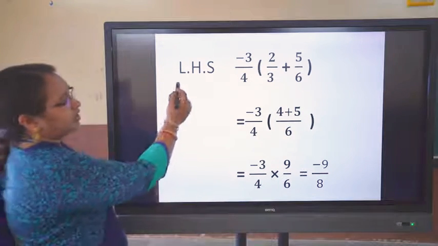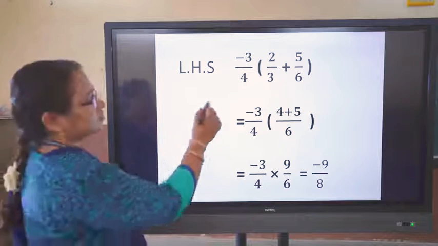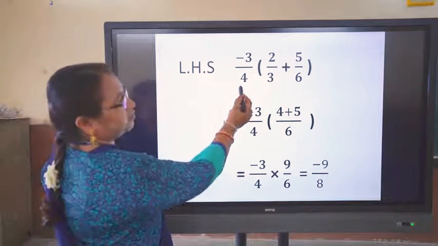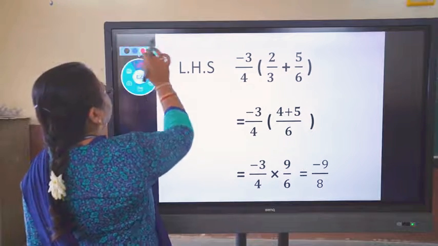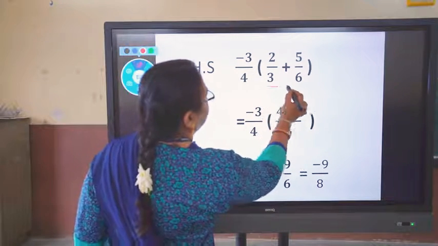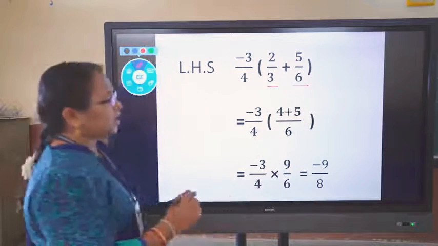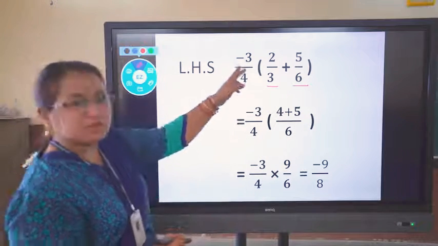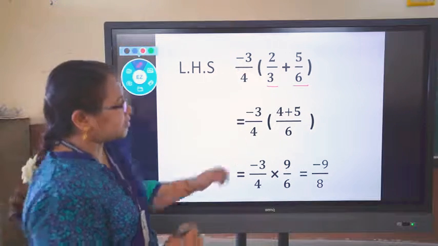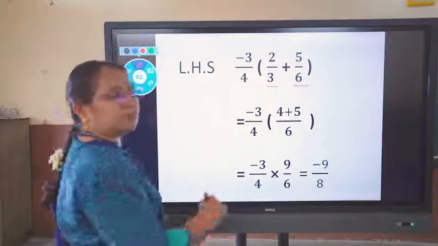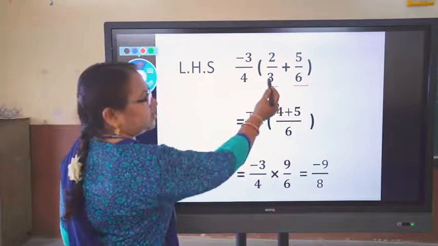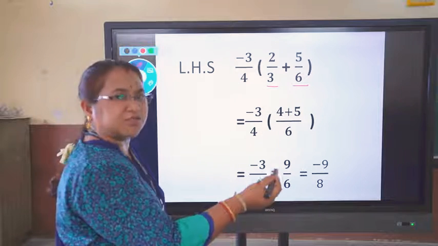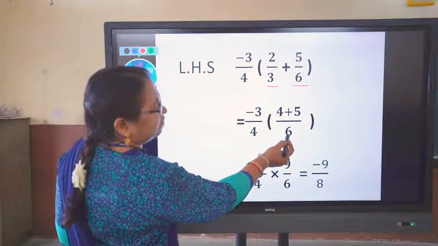So first we will take our left hand side, that is LHS. Here we see the term minus 3 upon 4, and inside the bracket two fractions, 2 upon 3 plus 5 by 6. Now we will simplify this. Minus 3 upon 4 will remain as it is. First we have to simplify the bracket, and the LCM of 3 and 6 is 6, because 3 is one factor of 6 and 6 is the bigger number. So the LCM will remain as 6.